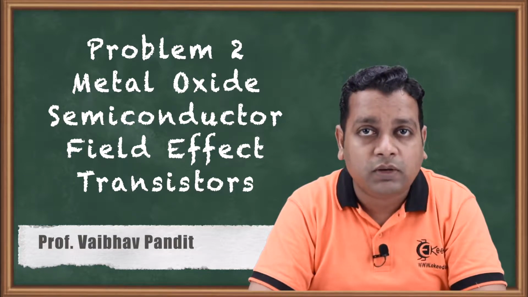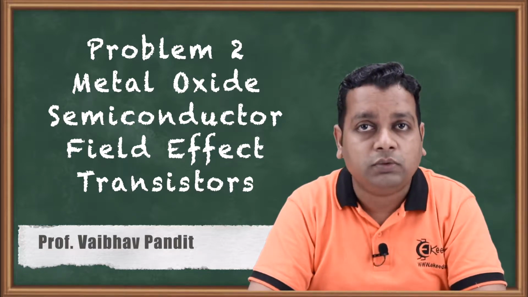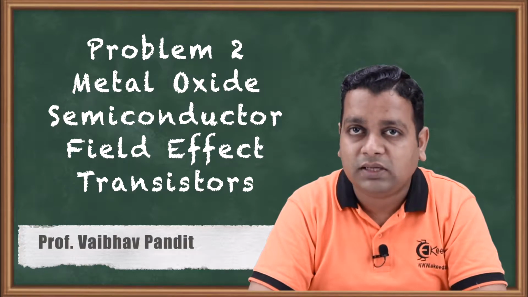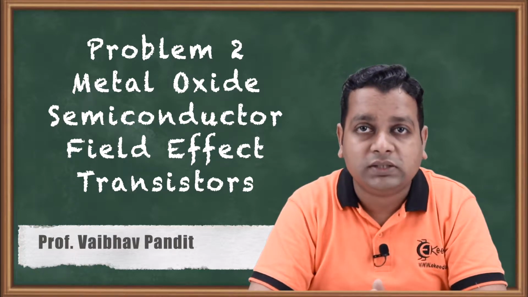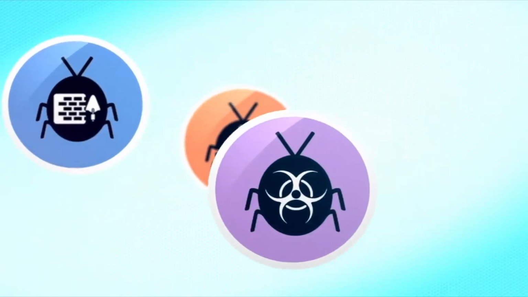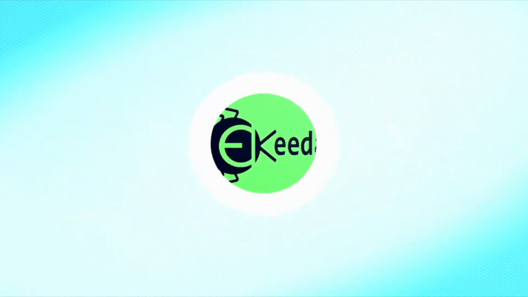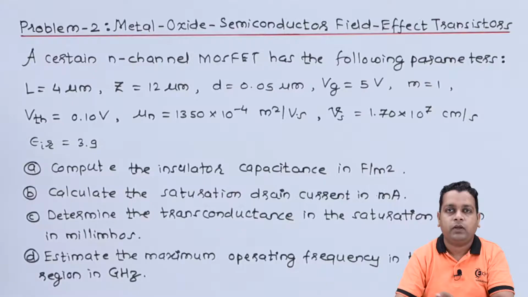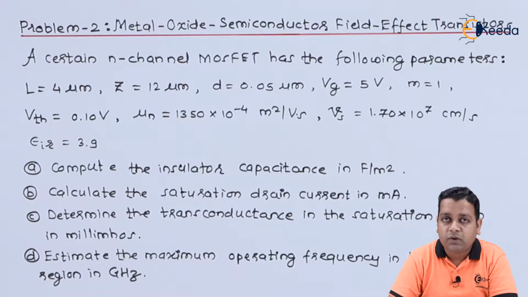From the previous problem, we have determined a few of the parameters with respect to this device. Let us have some more calculations for the new problem. So here a problem statement for the MOSFET is given to us.